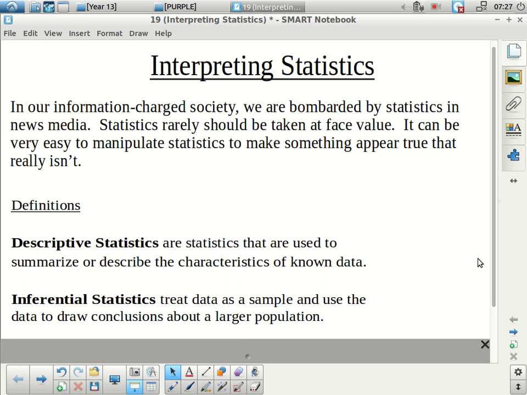Inferential statistics are when you treat data as a sample and use the data to draw conclusions about a larger population. The only difference between these two is that in inferential statistics, I take that information and turn that into, so that means 70% of all people own a cat, because based on my survey, that's what happened in my survey. So again, descriptive is just more the literal, this is what I had. Inferential is saying, okay, here's the information, therefore I can infer that the whole population behaves the same way.